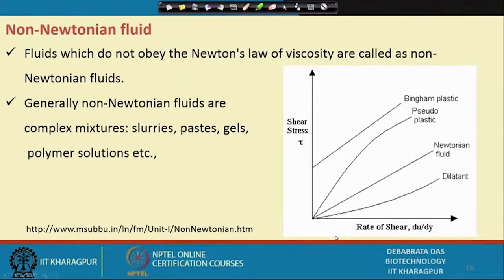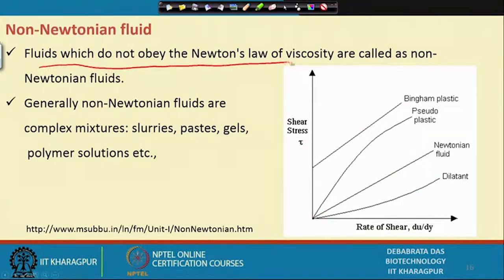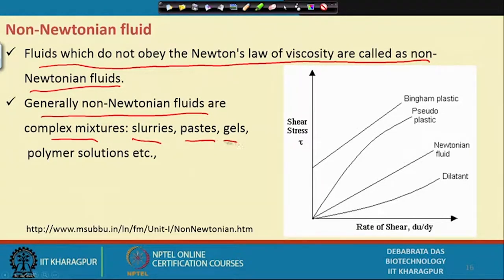Now this is very important. If you plot shear stress versus shear rate, this will be for a Newtonian liquid, and this is for non-Newtonian liquids. These all are non-Newtonian liquids. So what is a non-Newtonian fluid? A fluid which does not obey Newton's law of viscosity is called a non-Newtonian fluid. Generally, non-Newtonian fluids are complex mixtures: slurries, pastes, gels, and polymer solutions are all considered.